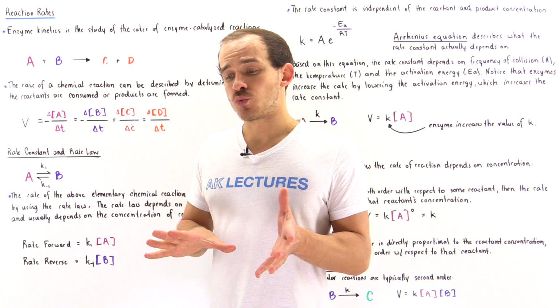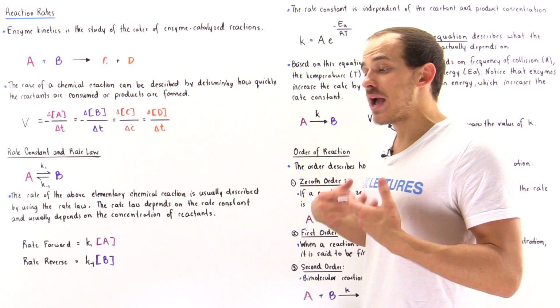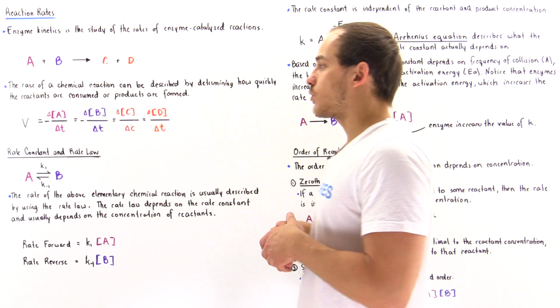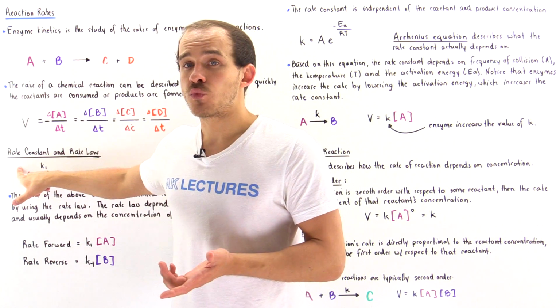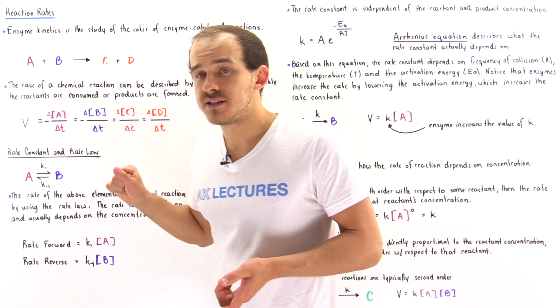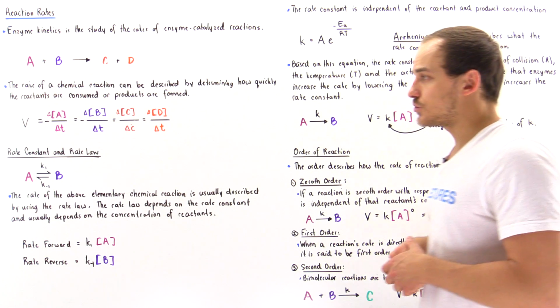Now, in the next lecture, we're going to begin our study of enzyme kinetics. But in this lecture, we're going to remember some basic information about how to actually represent and express the rates of chemical reactions. We're going to remember what the rate law is and what the rate constant is and how enzymes affect these two quantities. And we're also going to remember what the order of reaction is.